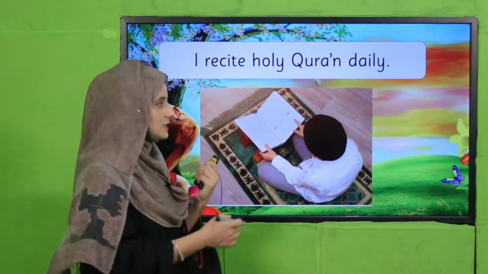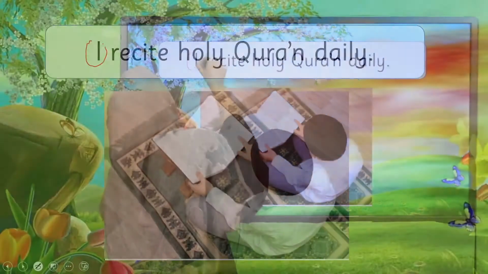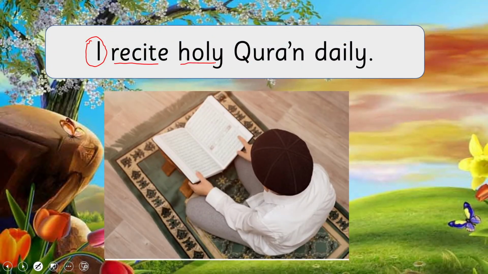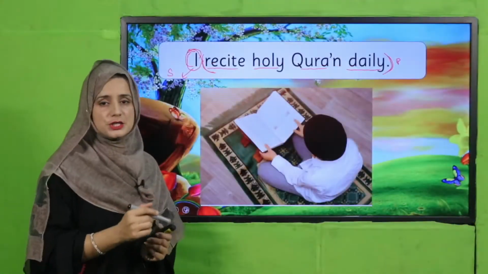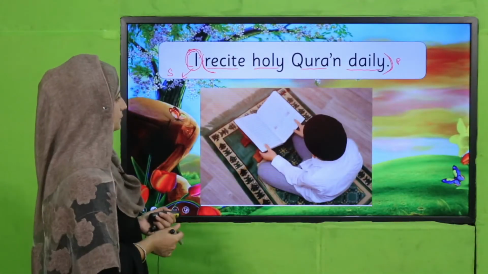You can judge in this example that we have already highlighted: I recite the Holy Quran daily. So this I is subject and the remaining whole part is called its predicate. And this whole part is giving us information about the subject, that what he or she is doing.